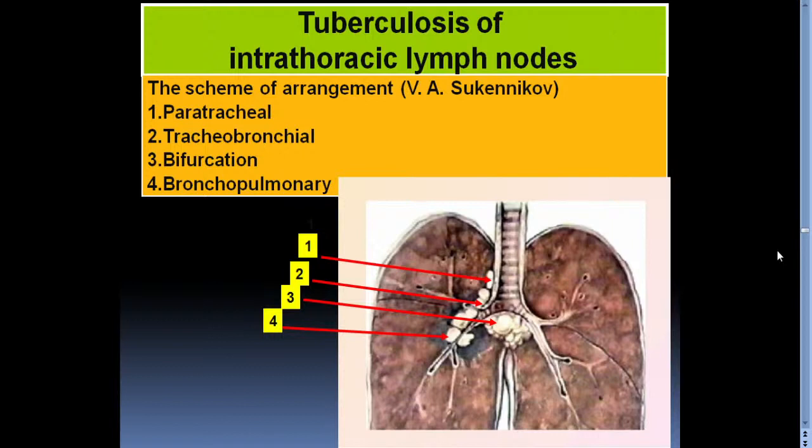The scheme of arrangement according to Sukennikov. There are 4 groups of intrathoracic lymph nodes. First group, paratracheal, located along trachea. Second, tracheobronchial, localized between trachea and the main bronchus. Bifurcation lymph nodes.